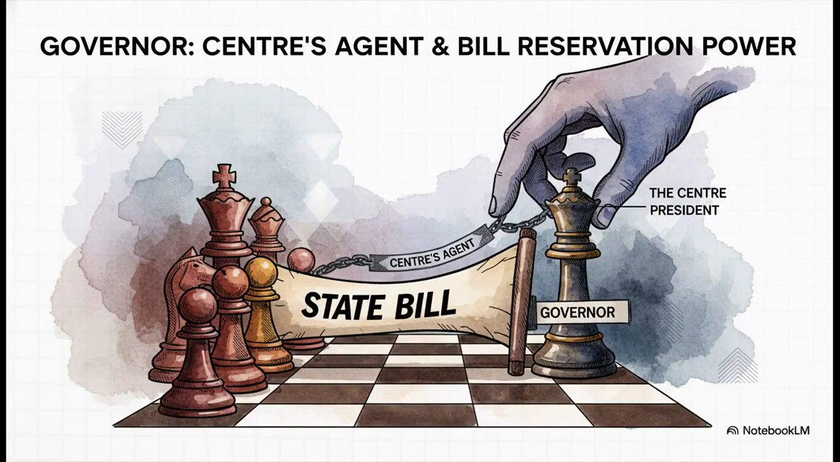And there's another layer of central oversight to talk about, the office of the governor. The governor is appointed by the president and basically acts as the center's eyes and ears in each state. But here's the critical part. A governor has the power to hold back a bill passed by the state legislature and send it to the president for approval. This effectively gives the central government a potential veto over state laws.